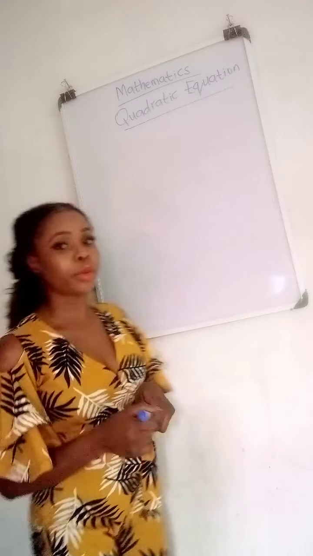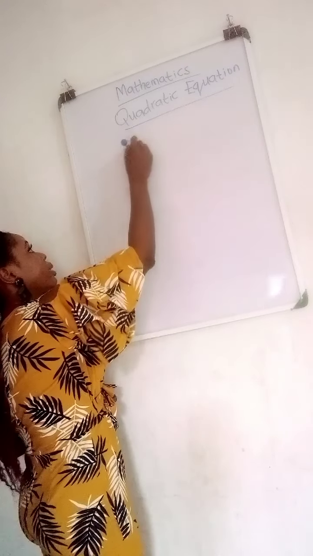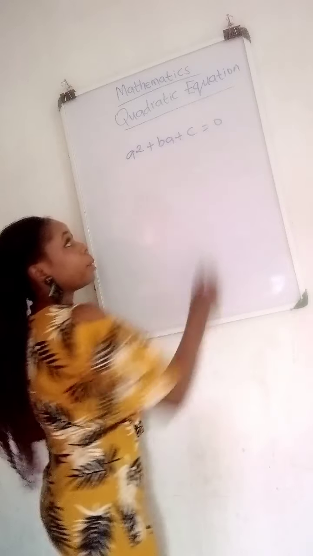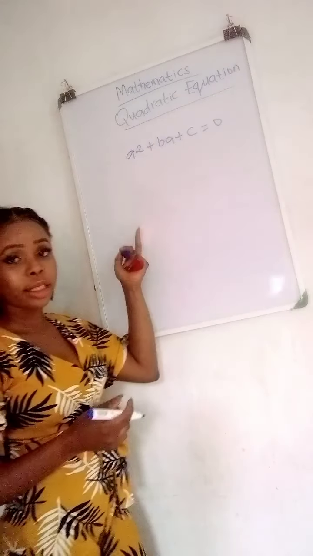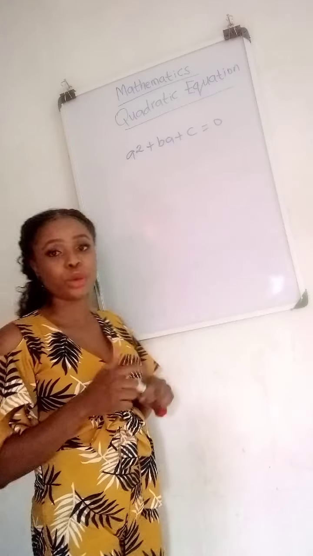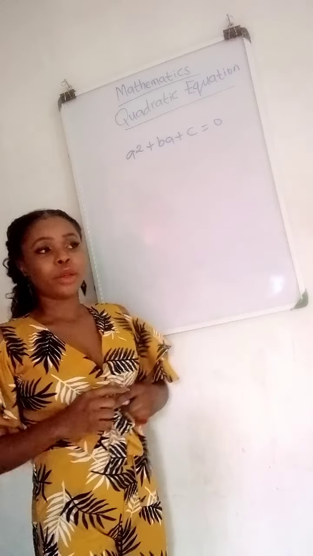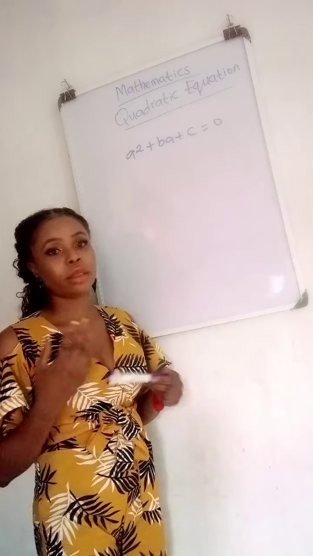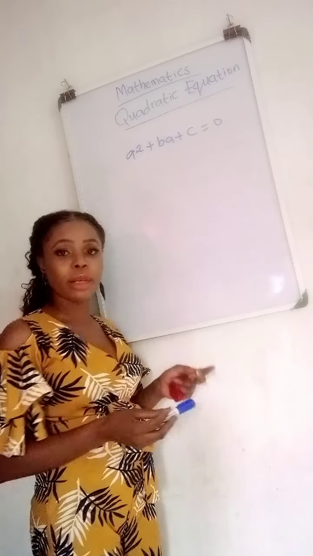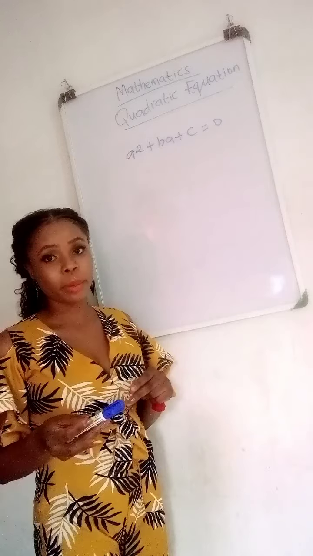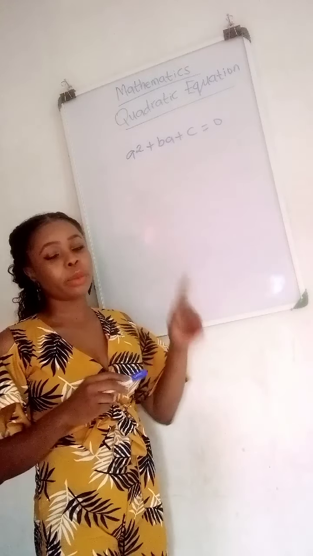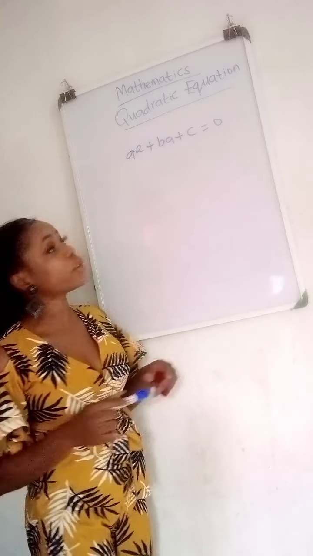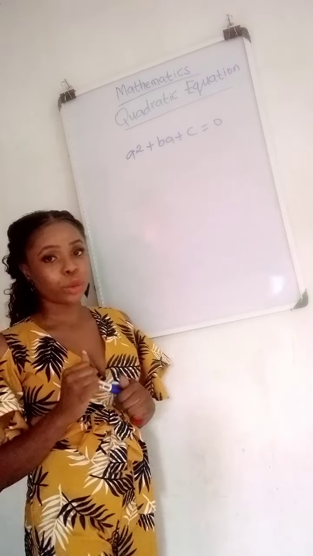equation. For example, if you're given something like this, ax squared plus bx plus c equal to 0. Remember, this is a typical example of a quadratic equation. I told you in my last video that you can solve it using 4 methods: factorization method, completing the square method, formula method, and graphical method. Okay, in my last video I talked about the factorization method. Now in this video I'm going to talk about the completing the square method.